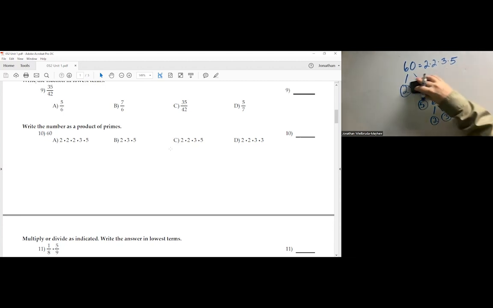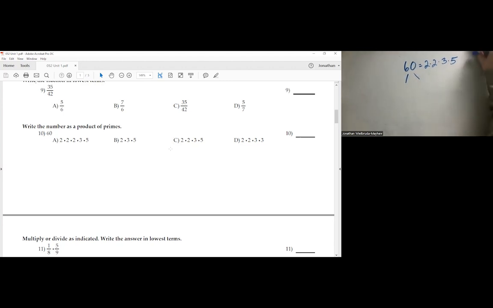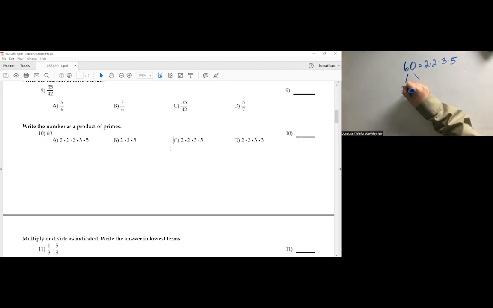I'll show it one more way. Maybe you did 20 times 3. 3 is prime. 20, you can go 4 times 5. You can go 10 times 2. It doesn't matter. I'm going to go 4 times 5. 5 is prime. 4 is 2 times 2. The 2s are prime. 2 times 2 times 3 times 5. No matter how you break it down, you're going to end up there.